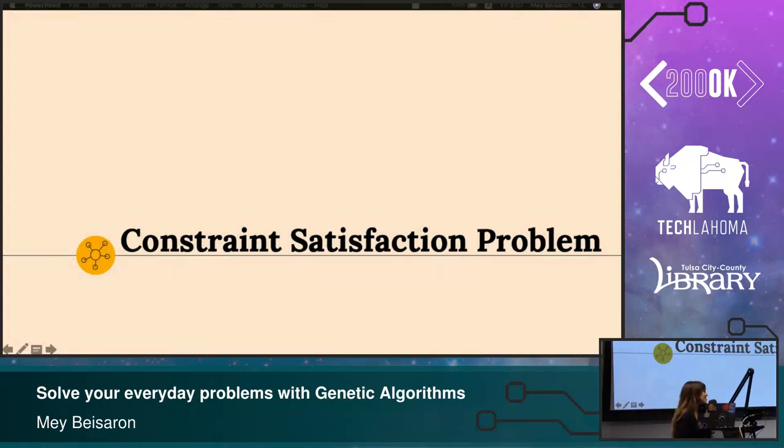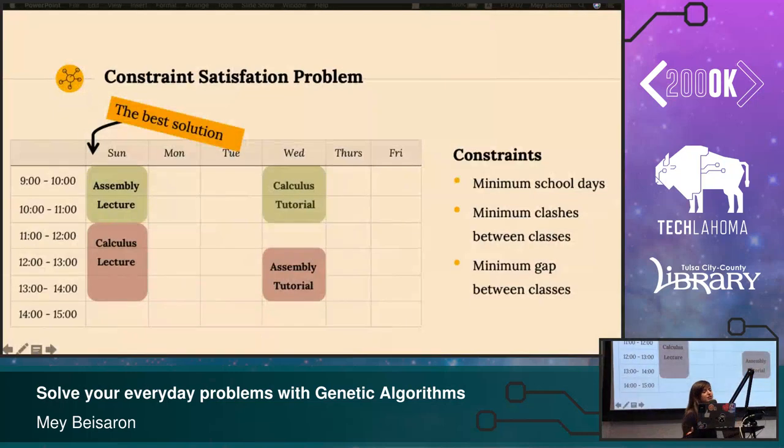Because this is a constraint satisfaction problem. And what is a constraint satisfaction problem? It means that we have constraints, and it means that we have a solution. For us, a solution is a timetable. And the best solution, the best timetable, will be the one that answers all of the constraints. So I wrote a backtracking algorithm, which is a recursion. It means that it searched for all possible solutions.